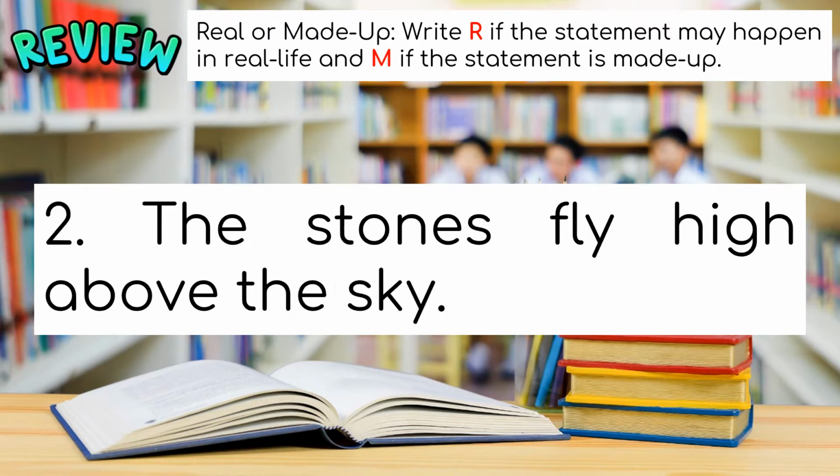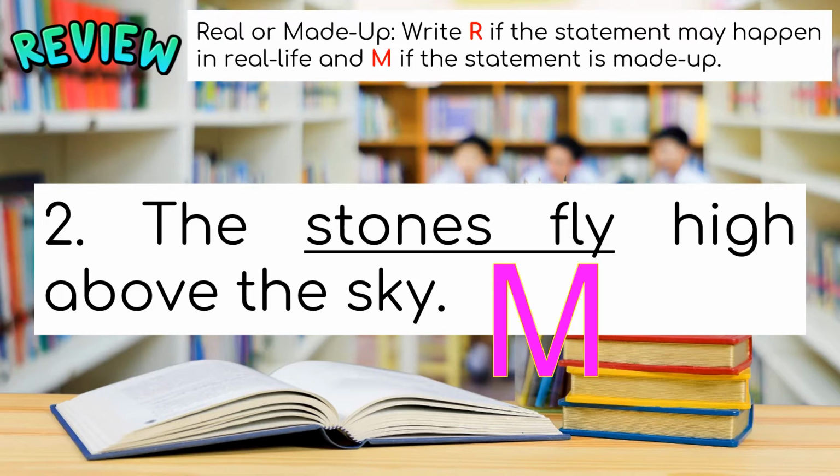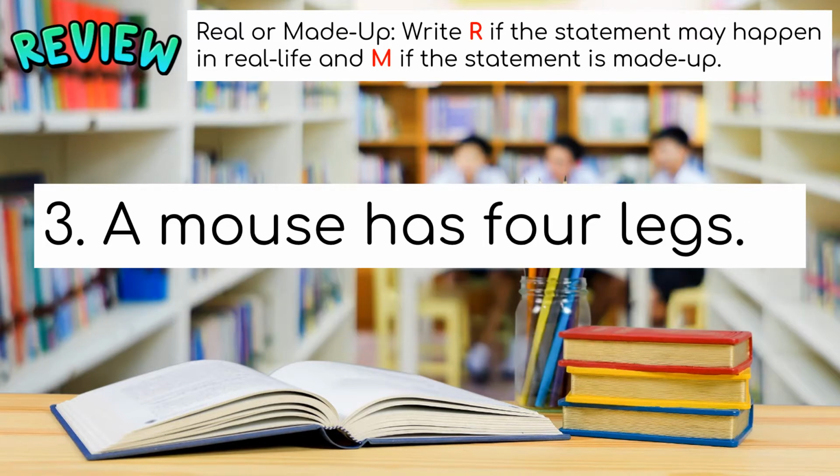Real. Number 2. The stones fly high above the sky. Is it R or M? The correct answer is M. It is made up. Stones don't fly. Number 3. A mouse has 4 legs. Is it R or M? The correct answer is R. Real. Just like cats and dogs, a mouse has 4 legs.